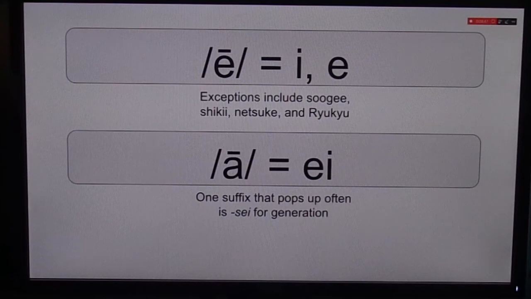Another thing is with the A sound, which is spelled with an EI. Once in a while there's an E, but that's once again very rare. This EI spelling also pops up often within the suffix sei for generation, which pops up in such words as isei, nisei, sansei. Once again, that E pops up every once in a while, but very rarely.